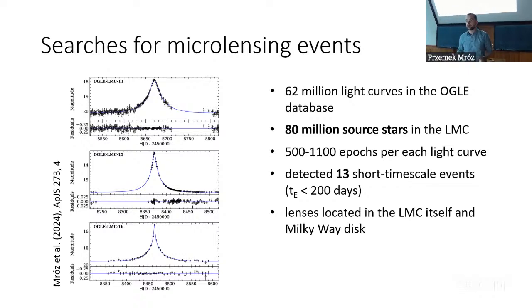In that data set, we detected only 13 microlensing events. You can see some example light curves on the left. All of these events have short timescales, shorter than 200 days. And if you think about it, you can explain all 13 microlensing events we detected by stars in the Milky Way and by stars in the Large Magellanic Cloud. These stars are lensing other stars in the Large Magellanic Cloud.